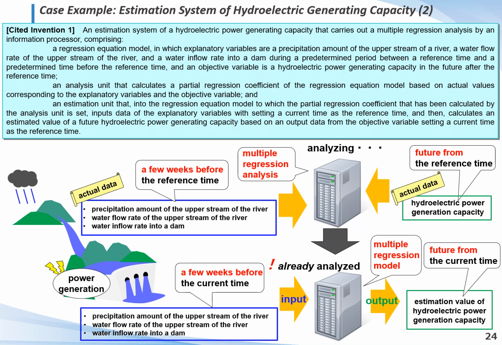Moreover, the system has an analysis unit that calculates a partial regression coefficient of the regression equation model based on actual values corresponding to the explanatory variables and the objective variable. Furthermore, the system has an estimation unit that, into the regression equation model to which the partial regression coefficient that has been calculated by the analysis unit is set, inputs data of the explanatory variables with setting a current time as the reference time, and then, calculates an estimated value of a future hydroelectric power generating capacity based on an output data from the objective variable setting a current time as the reference time.